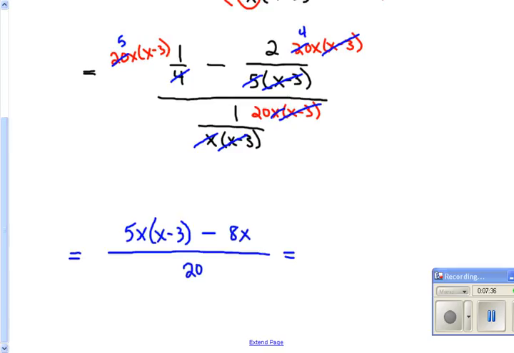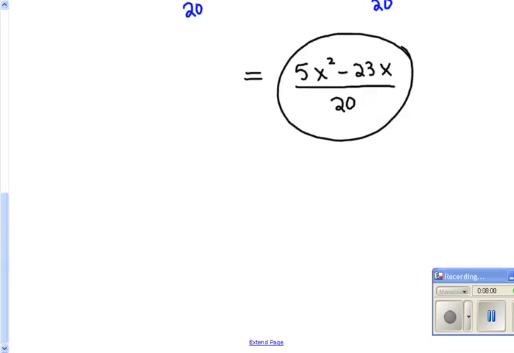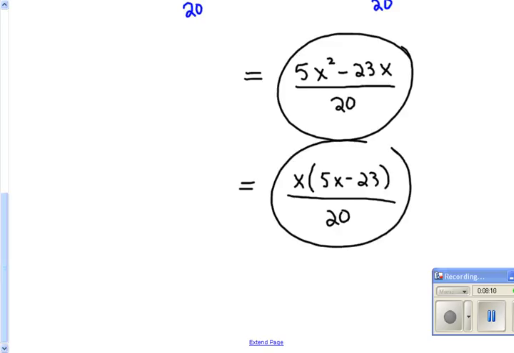So I need to simplify the numerator. I end up with 5x squared minus 15x minus 8x over 20. I'm almost done. Which leaves us with 5x squared minus 23x divided by 20. Now, you certainly can leave your answer like this if you want. Or x times the quantity 5x minus 23 divided by 20. Either one is okay. And that's it.